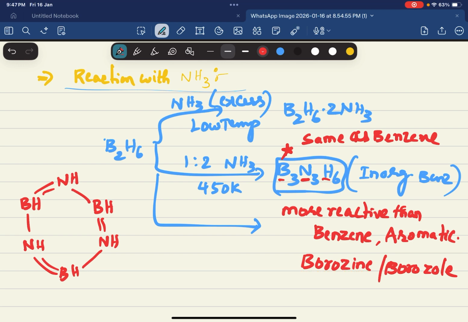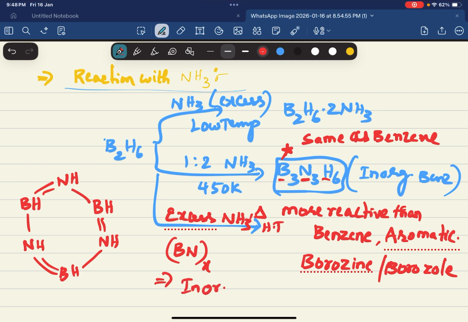And coming to the last, with excess NH3 at high temperature we will get boron nitride. This will be the general formula. This we can call inorganic graphite. Mostly the questions are asked from this area only, so that's why it is very, very important. Inorganic graphite. And even breaking of the molecule is also important.